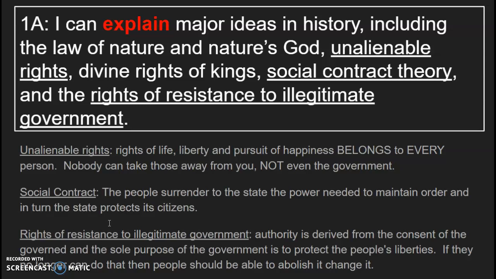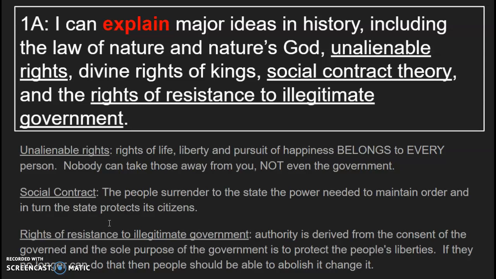Now, if they don't protect us and they don't maintain order, then there are ways in which we can overthrow or un-elect people that are in office. So the belief in the social contract is that I'm willing to give the government power as long as they maintain order and they protect us. So that's the idea of the social contract.